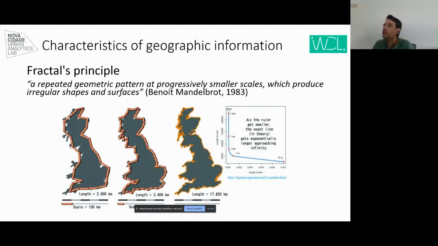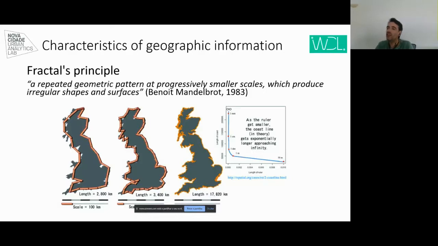Another characteristic of geographic information is the fractals principle, a repeated geometric pattern at progressively smaller scales which produces irregular shapes and surfaces. As you can see on the map on the left, we have a scale of 100 kilometers, and the length of the Great Britain island is 200,800 kilometers. Going to the right, as you can see, the scale is increasing, and the length increases a lot, tending to infinity.